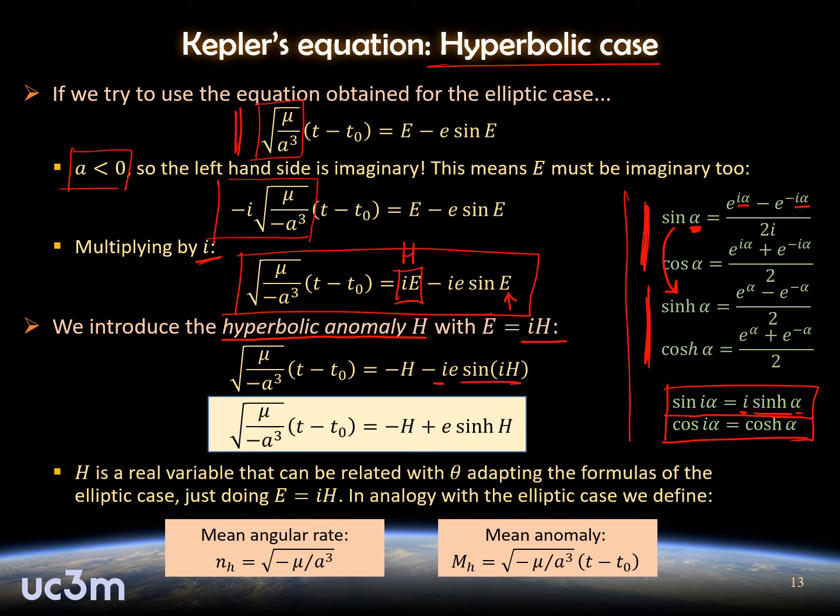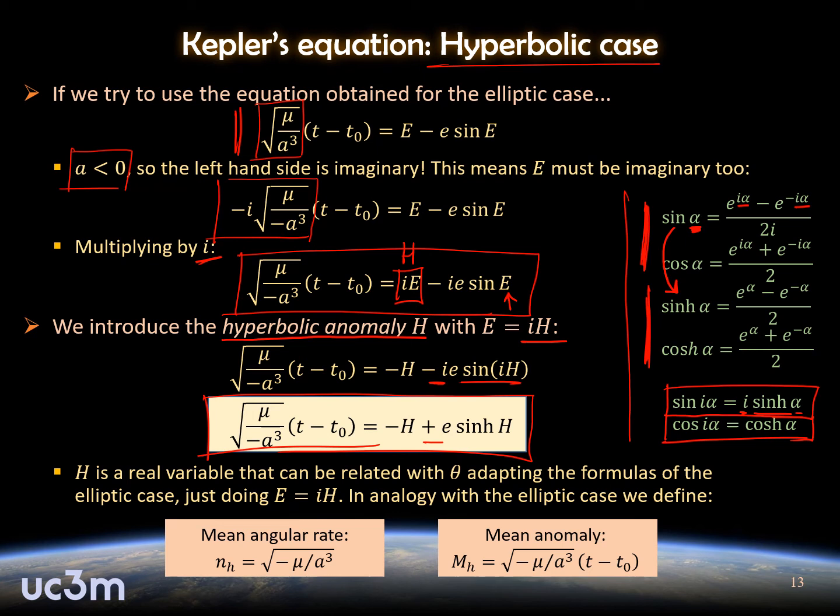And with this minus i over here, that becomes a plus. So finally we get this formula where you see that everything is indeed real, with all the variables real. So this is what allows us to solve the time problem in the hyperbolic case. This hyperbolic anomaly is something a little bit more complex to visualize than the eccentric anomaly in the elliptic case, but it plays the same role.